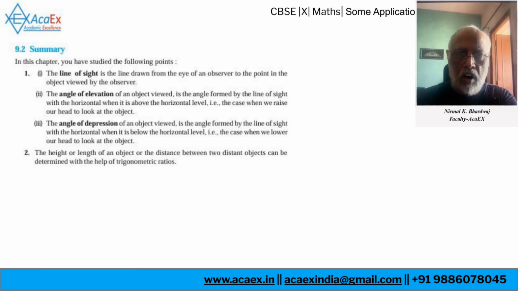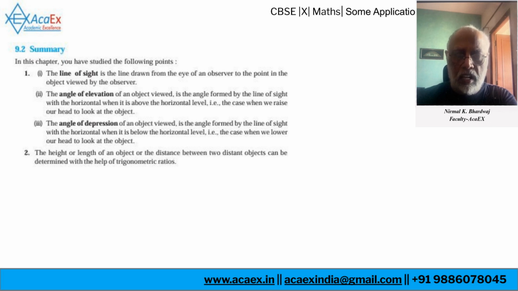Summary. Here are the key points studied in this chapter. The line of sight is the line from an observer's eye to the object being viewed. The angle of elevation is the angle formed by the line of sight and the horizontal when looking up at an object.